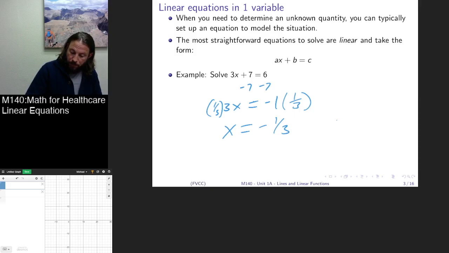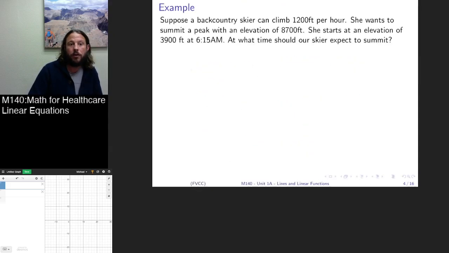Now, we really want to look at what about when we're measuring two quantities? We want to find the relationship between two quantities. Here's an example where there's a relationship and it is linear. Suppose a backcountry skier can climb 1,200 feet per hour. She wants to summit a peak with an elevation of 8,700 feet. She starts at an elevation of 3,900 feet at 6:15 a.m. At what time should our skier expect to summit?